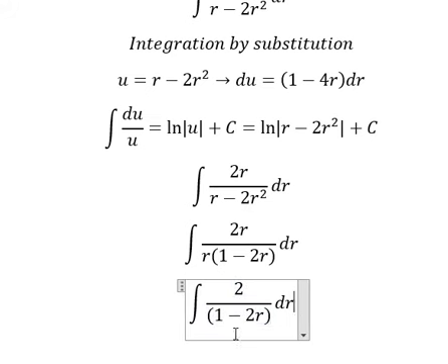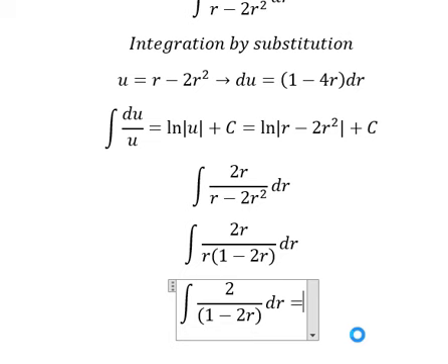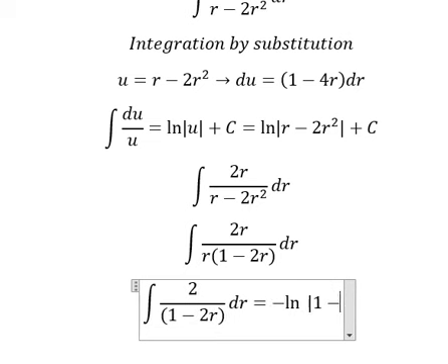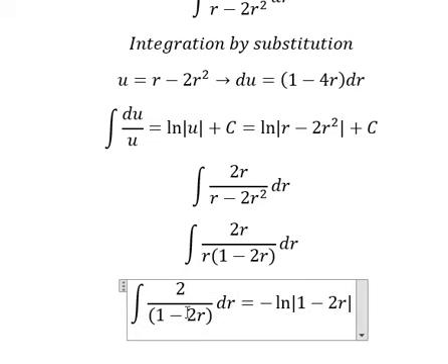Now the integration of this one, we will have negative ln of the absolute value of 1 minus 2r, because we have negative next to the coefficient of r. That's why we have negative in here. And we have number 2. This is the reason why we don't have number 2 in here. Because if we first do the derivative of this one, it will return back to this one like this. And we put c.